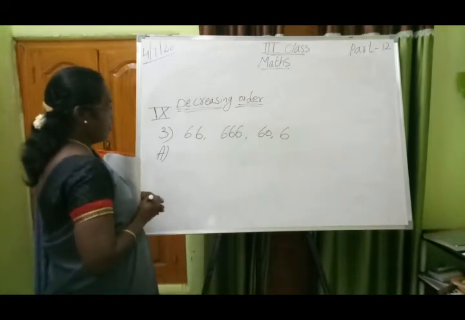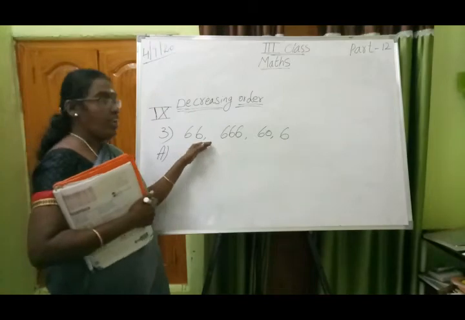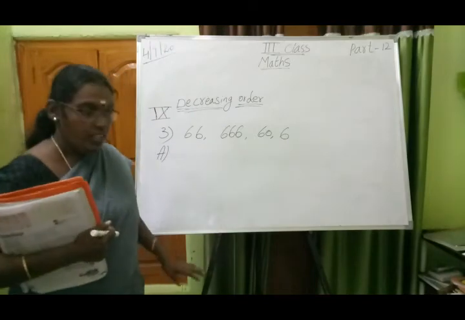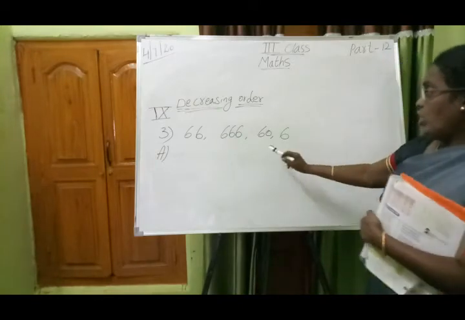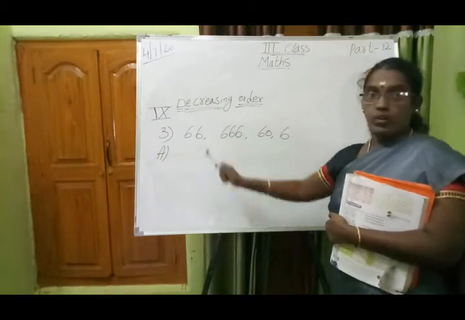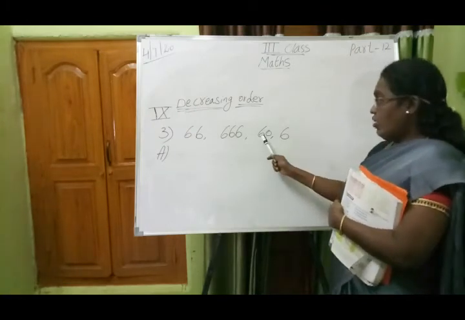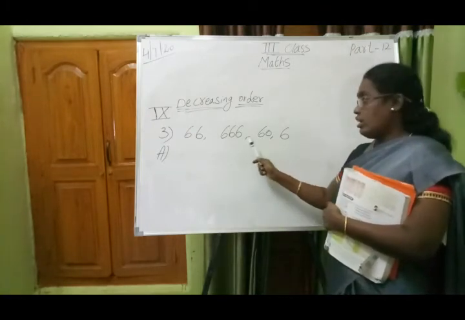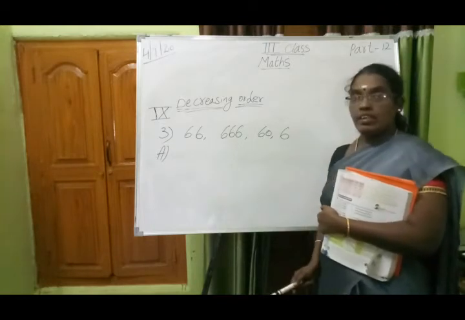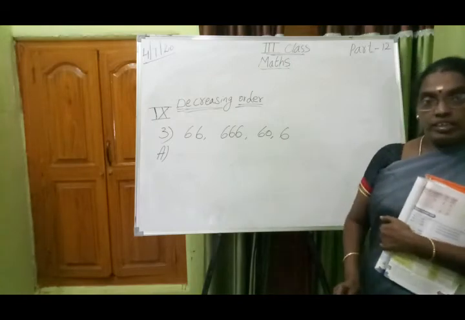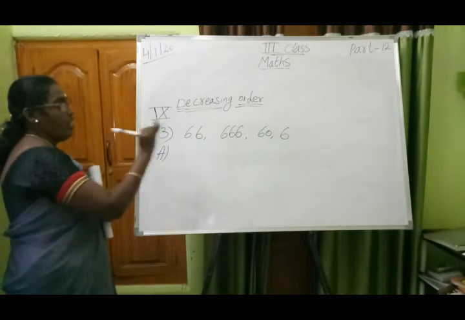See here: 666, 66, 60 and 6. Here we have a 1 digit number, 2 digit numbers and a 3 digit number. This 6 is the 1 digit number, 60 is 2 digit, 666 is 3 digit, and 66 is 2 digit. Yes, children, here 1 digit, 2 digit and 3 digit numbers are given.